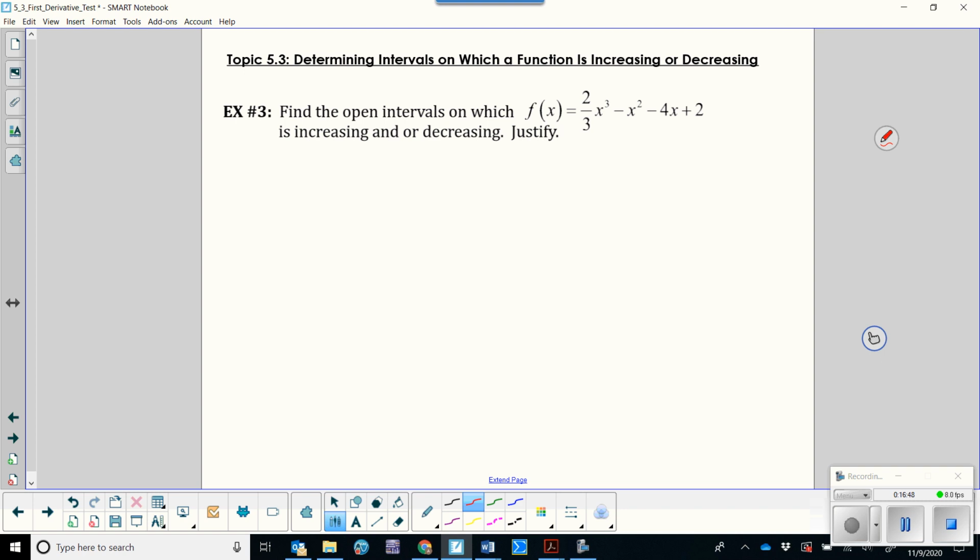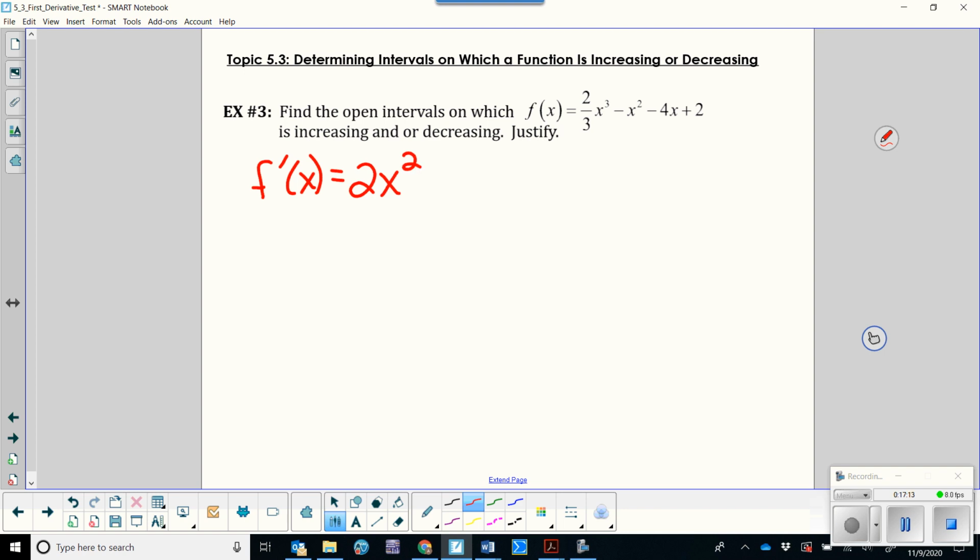So this says find the open intervals on which this function is increasing or decreasing, and then justify. Remember, whether it says justify or not, you're always going to justify. So first step is find the derivative. Okay, so when you take the derivative, make sure, I don't want to see anybody thinking that they should write 6/3 here. 3 times 2/3, the 3's are going to cancel.